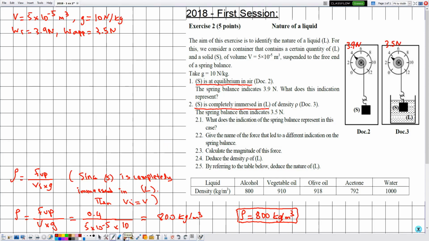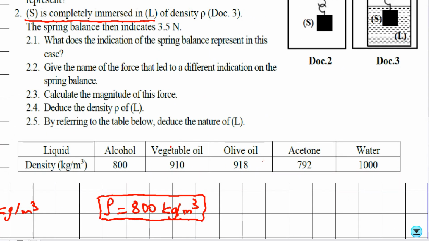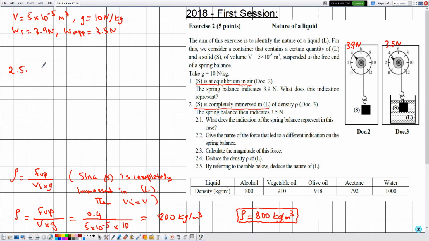Now finally in part 2.5, by referring to the table below, deduce the nature of L, and the word deduce means that we need to use the part just previously before. In part 2.4 we have determined the density rho of the liquid, and here in the table we have the densities of different liquids. Then comparing the value of rho to these values, we can notice that the used liquid is alcohol.